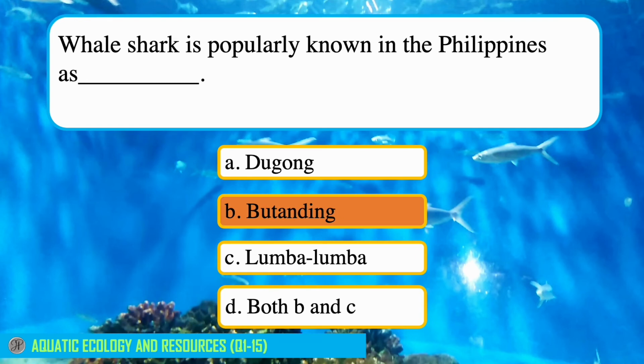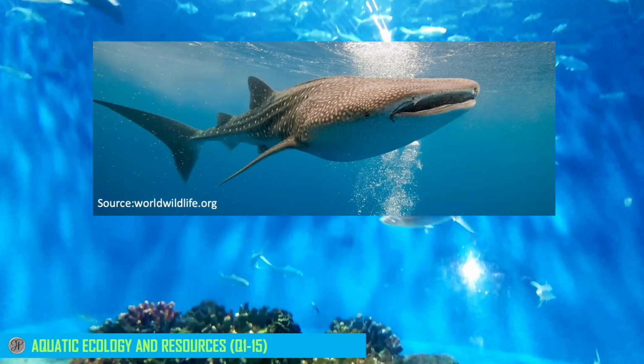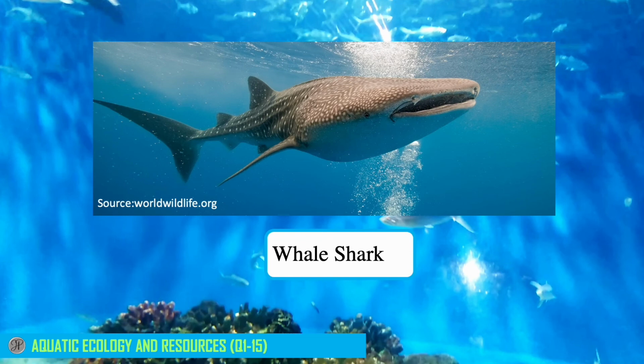For this question, the answer is letter B, butanding. Whale shark or Rhincodon typus is considered the largest fish in the world, which can grow up to 20 meters and weigh 40 to 60 tons.